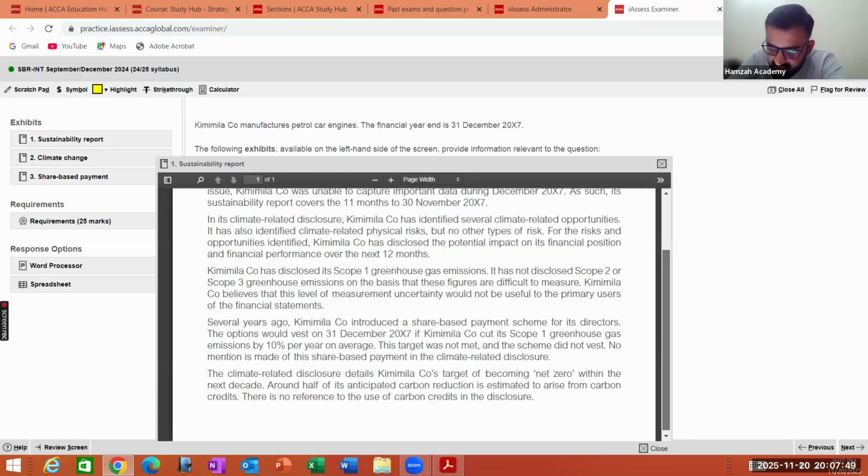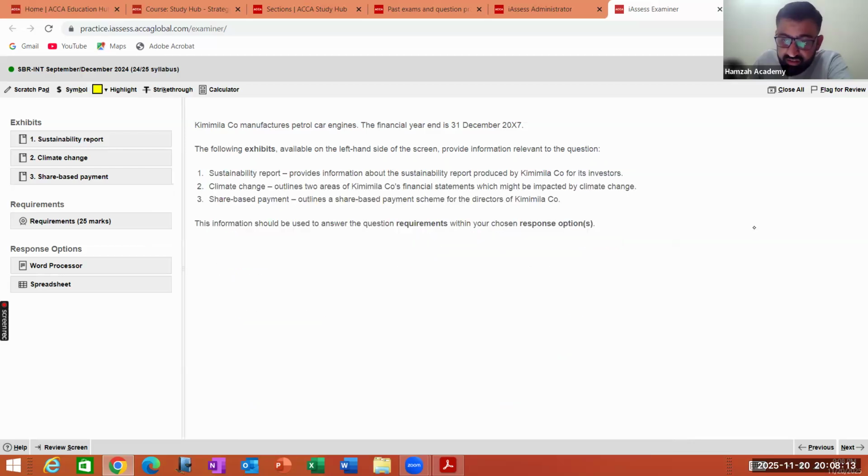That should be disclosed. Climate-related disclosure trails K company's target of becoming net zero within the next decade. Around half of its anticipated carbon reduction is estimated to arise from carbon credits. There is no reference to the use of carbon credits in disclosure. Carbon credits should also be disclosed, including the carbon dioxide emission reduction due to the carbon credit certificate.